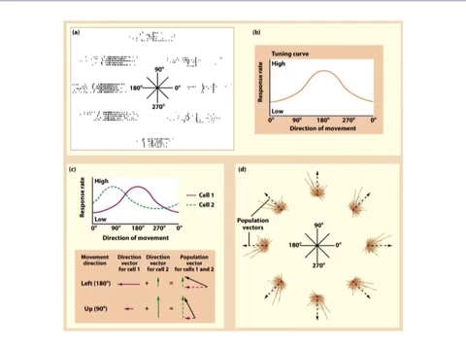Let's say you take two neurons then, and you have this one that we just looked at with a preferential movement at 180 degrees, and you have cell 2 whose preferential movement is at 90 degrees.